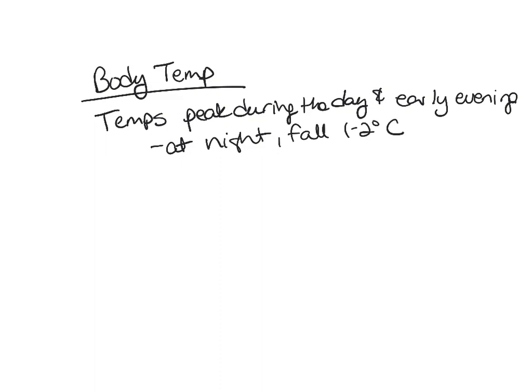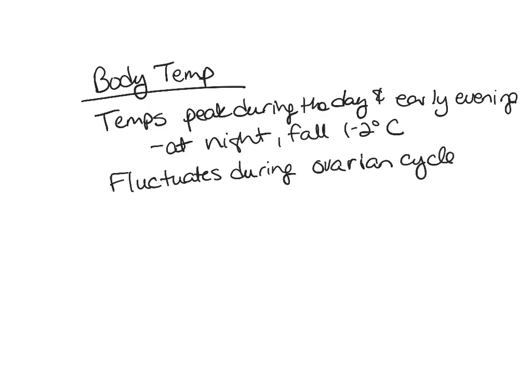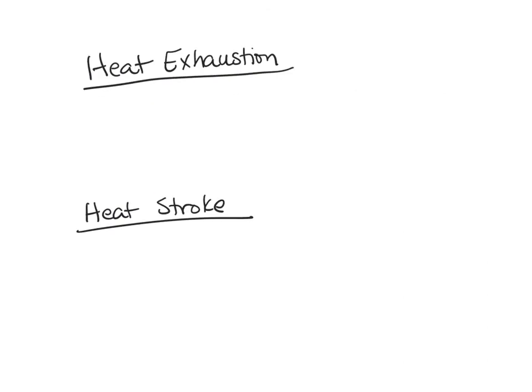For women, it fluctuates during the ovarian cycle. And we'll see when we get to the reproductive system that at ovulation, the temperature will drop 1 to 2 degrees Fahrenheit. I just want to mention heat exhaustion and heat stroke.